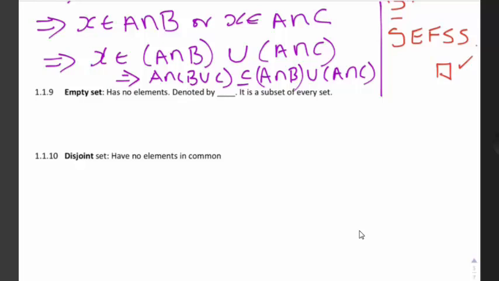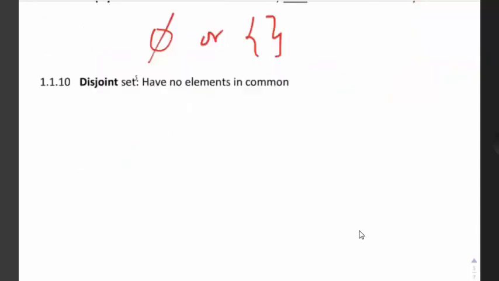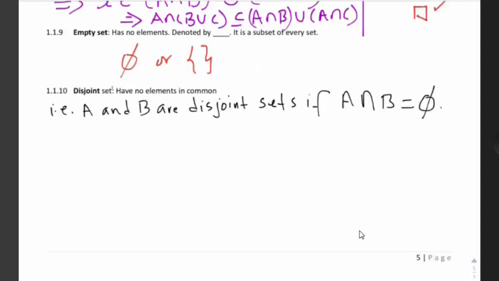The empty set. The empty set is the set that has no elements, and it is denoted by the empty set symbol, or at times we do this, which I really don't use. Disjoint sets. These are sets that have no elements in common whatsoever, i.e., A and B are disjoint sets if A intersection B is an empty set.